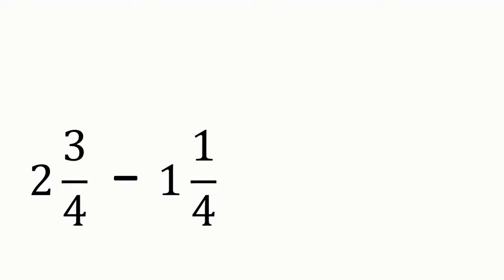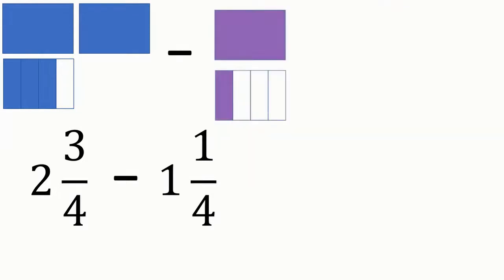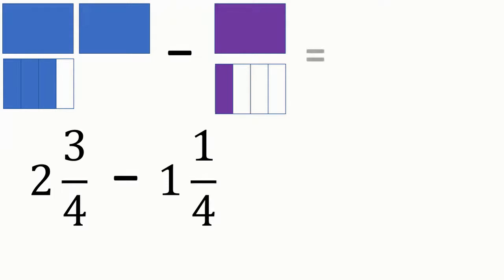Let us first look at the figures for these fractions. 2 and 3/4 minus 1 and 1/4. This means we want to remove 1 and 1/4 from 2 and 3/4. So let me illustrate this to you and how this would look like. So let's copy the 2 and 3/4 and remove 1 and 1/4 from it.